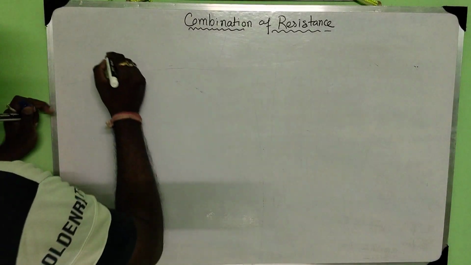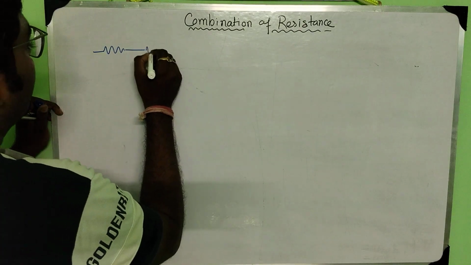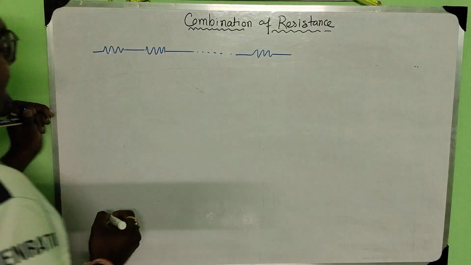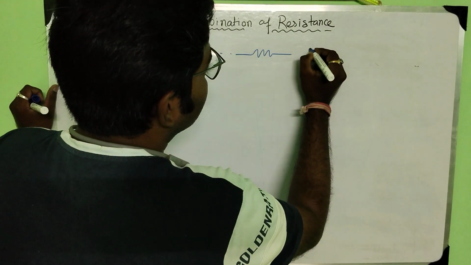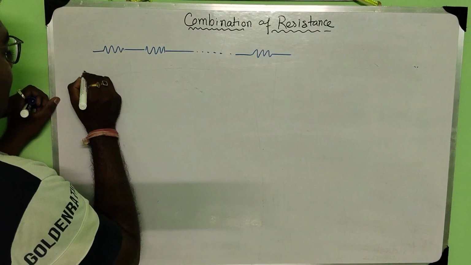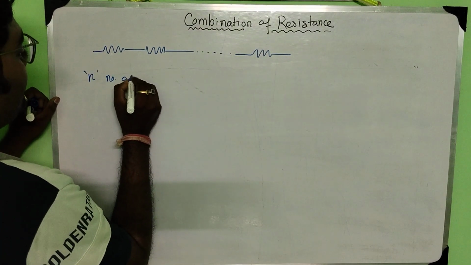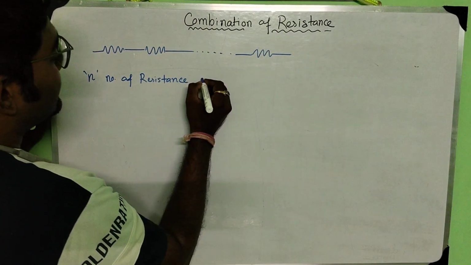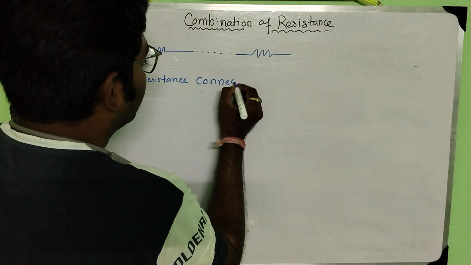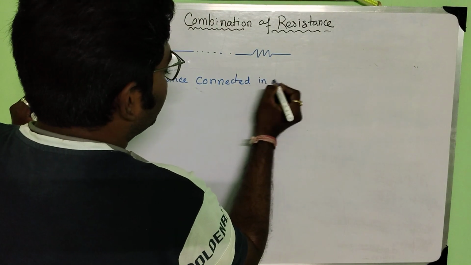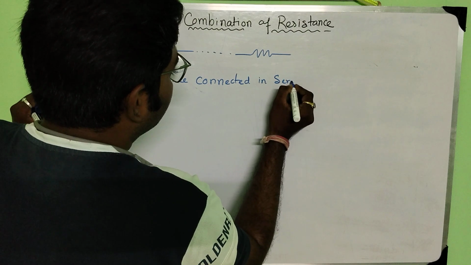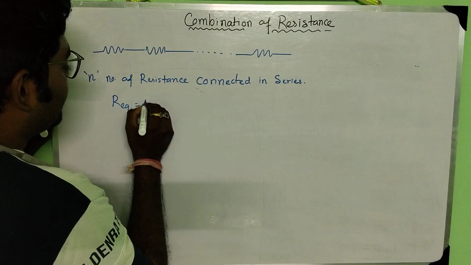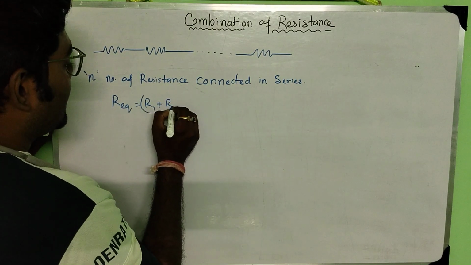Suppose there are n resistances connected in series, then the formula is Req equal to R1 plus R2 and so on.